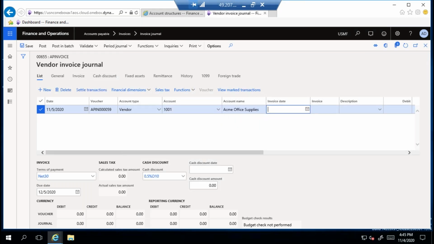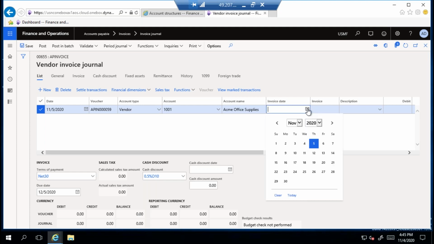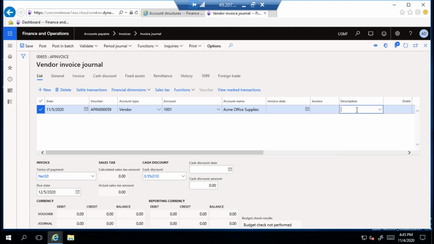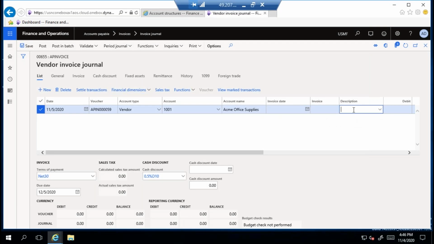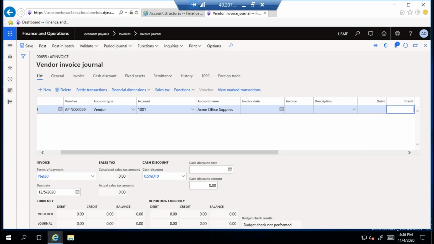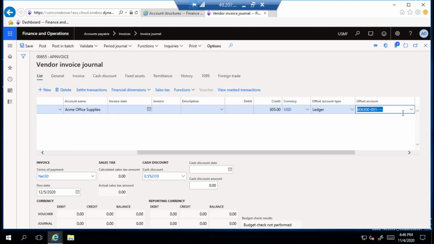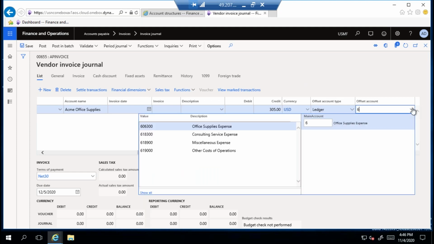Here we are entering the date, the invoice date. Suppose I'm missing the invoice date intentionally. Actually from the vendor the dimension is already filling, so let me remove this dimension because I want to show you the error messages. Okay, I'm skipping this one. I'm entering, suppose, 305. Okay, and I'm mapping some account. Anything is fine, suppose an expense account.